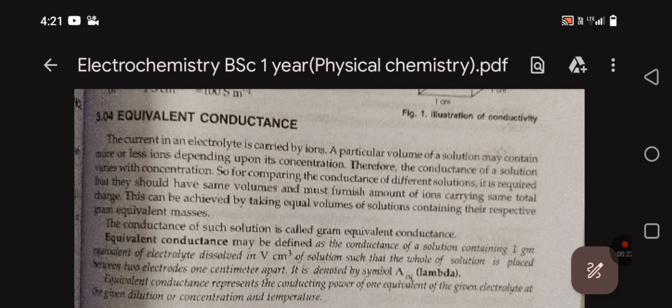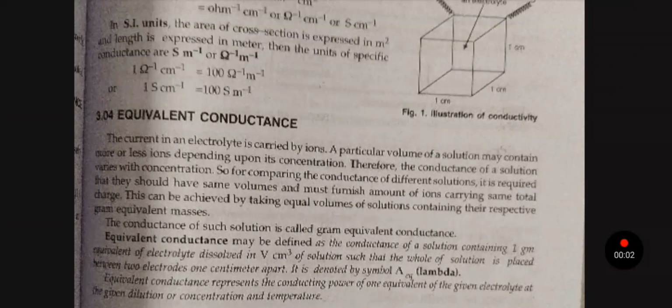Equivalent conductance may be defined as the conductance of a solution containing 1 gram equivalent of electrolyte dissolved in volume V centimeter cube of solution, such that the whole of the solution is placed between two electrodes 1 centimeter apart. It is denoted by the symbol lambda. Equivalent conductance represents the conducting power of an equivalent of the given electrolyte at the given dilution or concentration and temperature.